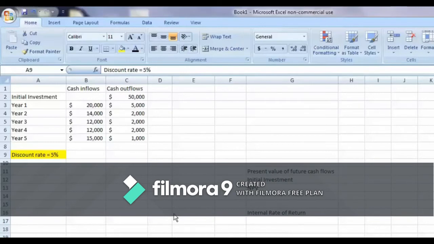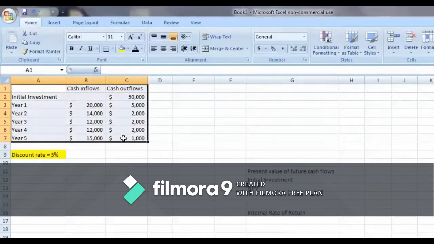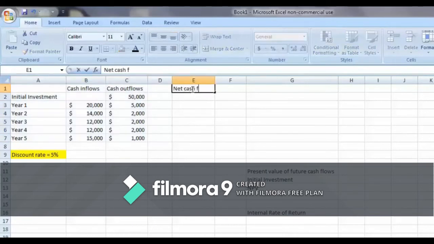In this tutorial, we will use Microsoft Excel to calculate the net present value and internal rate of return for a capital project. Given our example data highlighted, the first thing we need to do is calculate the net cash flows for each time period covered by the project's life. The net cash flow for any time period is simply the cash inflows for that time period minus the cash outflows for that time period.